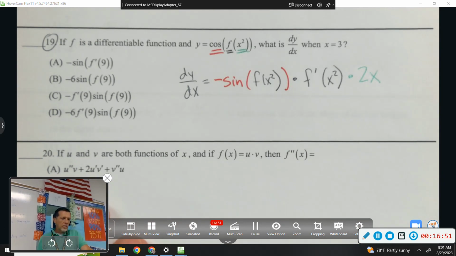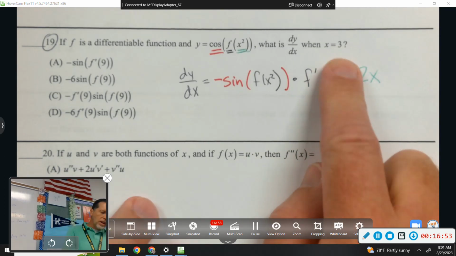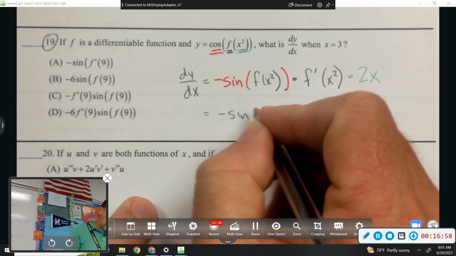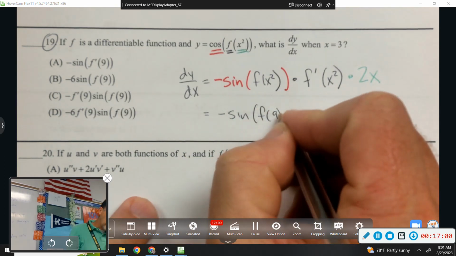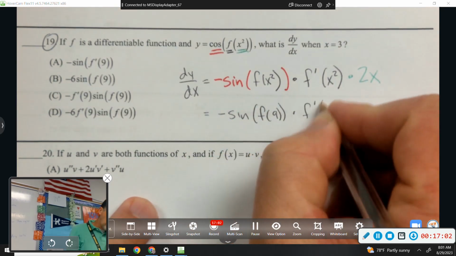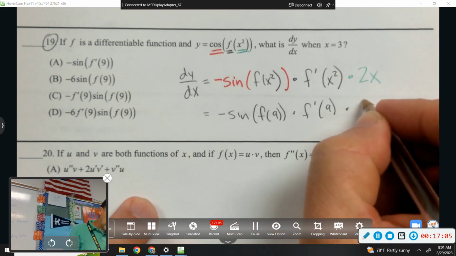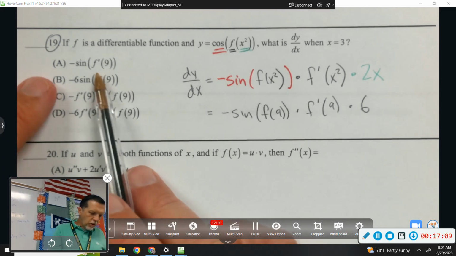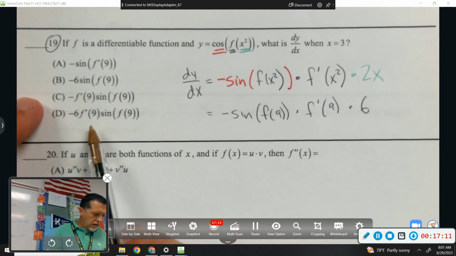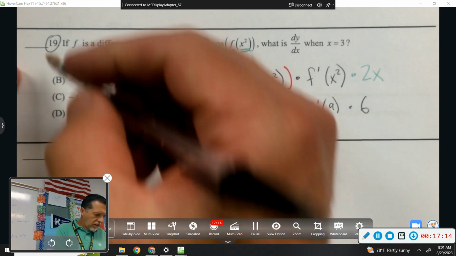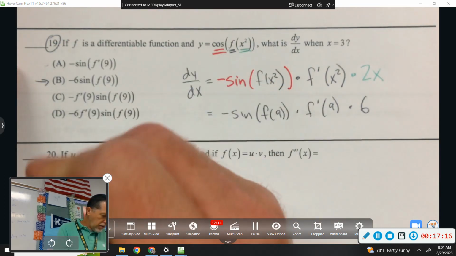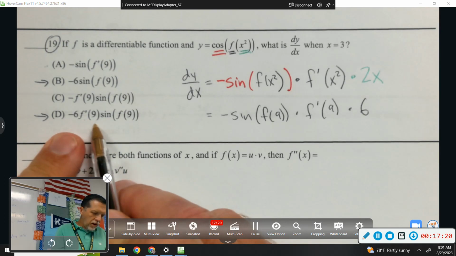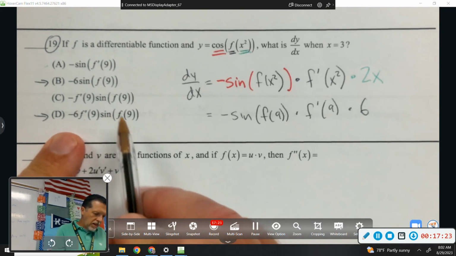I'm not quite done because I need to plug in 3 anywhere there's an x. So negative sine of f of 9, times f prime of 9, times 6. My answer choices are in a little bit different order, but there's a negative 6 for B, and for D, negative 6 f prime of 9 sine of f of 9. So D it is.